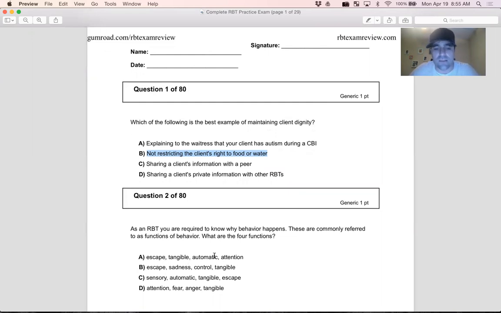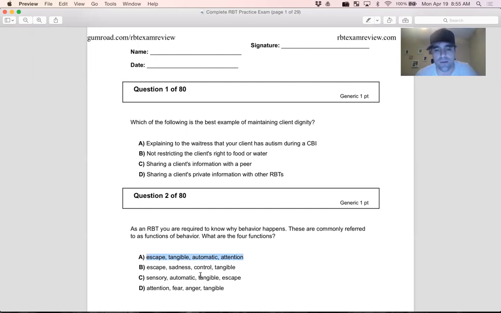A, escape, tangible, automatic, attention. Yes, right? Easy question. Now let's look at B, C, and D and why aren't those correct? Well, B has sadness and control. Sadness is an emotion. Emotions are not functions, okay? And then control, you might hear people talk about it like it's a function, okay? But when we talk about the 4 major ones, control is not included in that list.